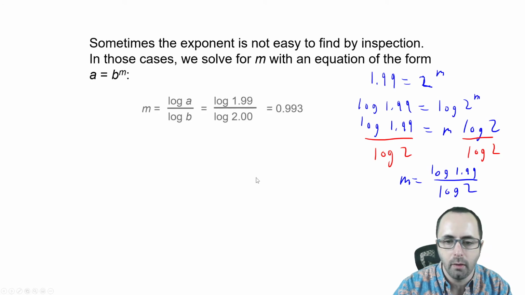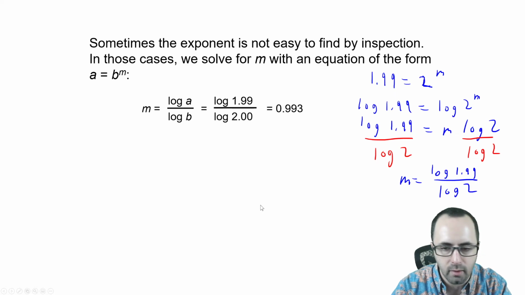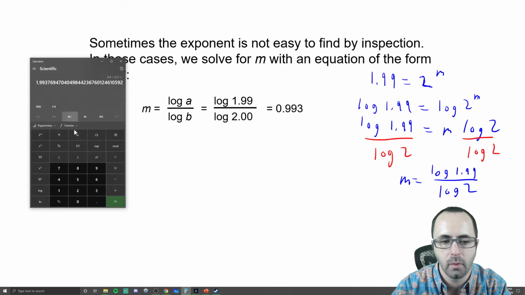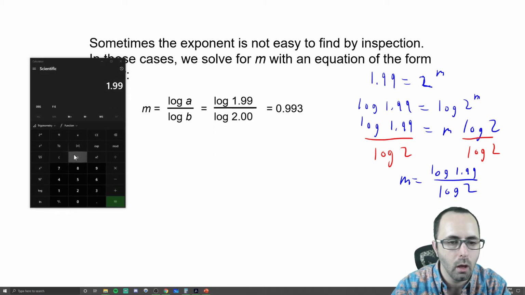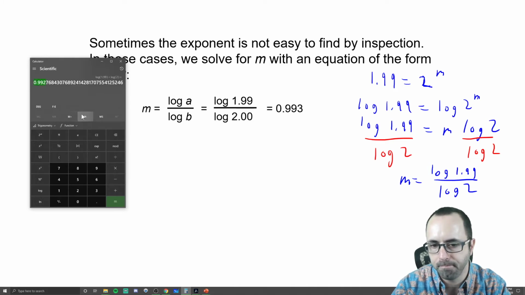And that's what's here on this slide. And we can punch those in. You'll see it's 0.993. I'll punch this in to show you. On my calculator, it's single line, so I have to do 1.99, and I have to log it. And then I'm going to divide by 2, and I'm going to log it, and then press equals. And I get 0.993.